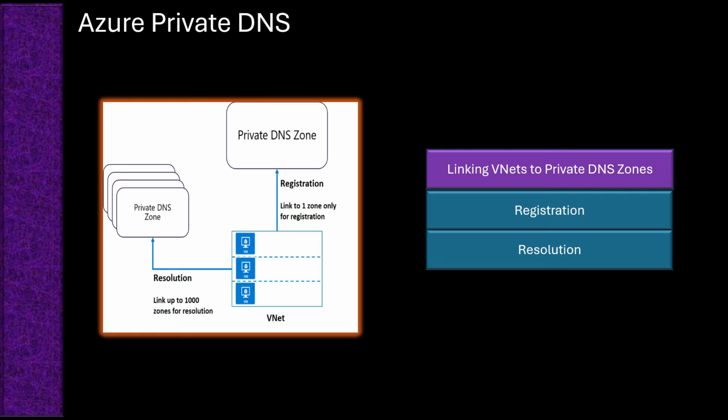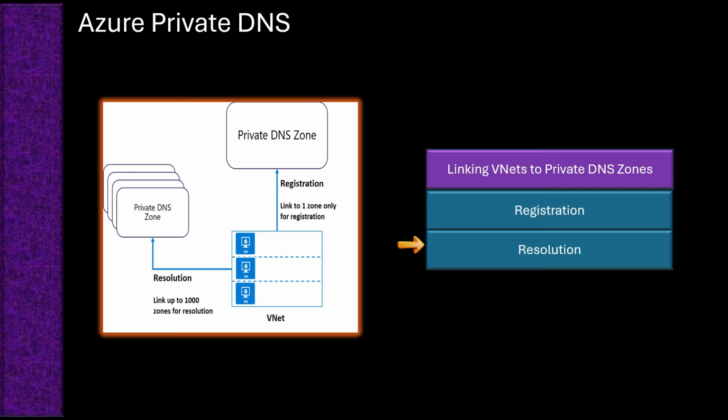There are two types of links. When we say registration links, it means each VNet can link to one private DNS zone for automatic registration. Up to 100 VNets can link to the same zone for registration. Such a link allows the virtual machines and resources within those virtual networks to automatically register their names.